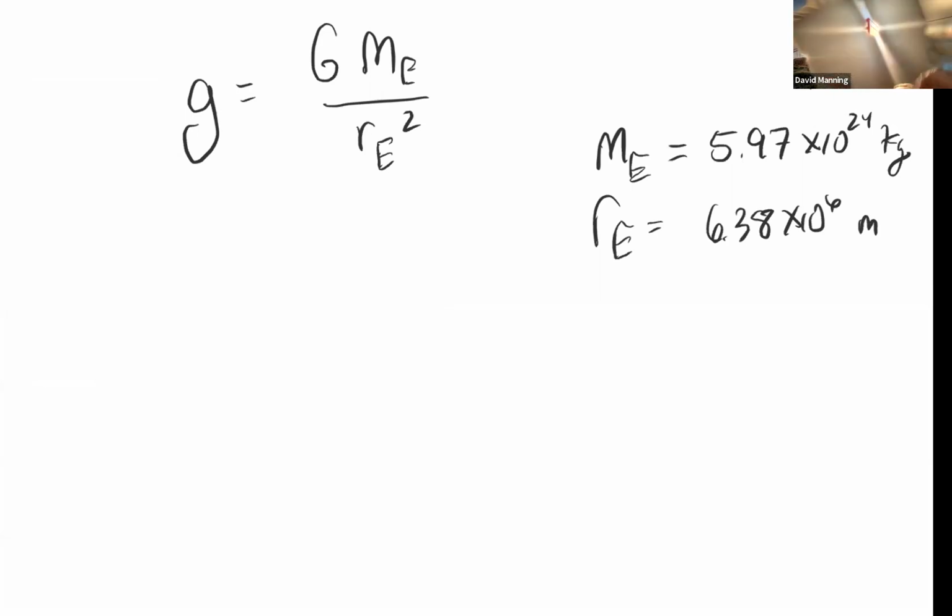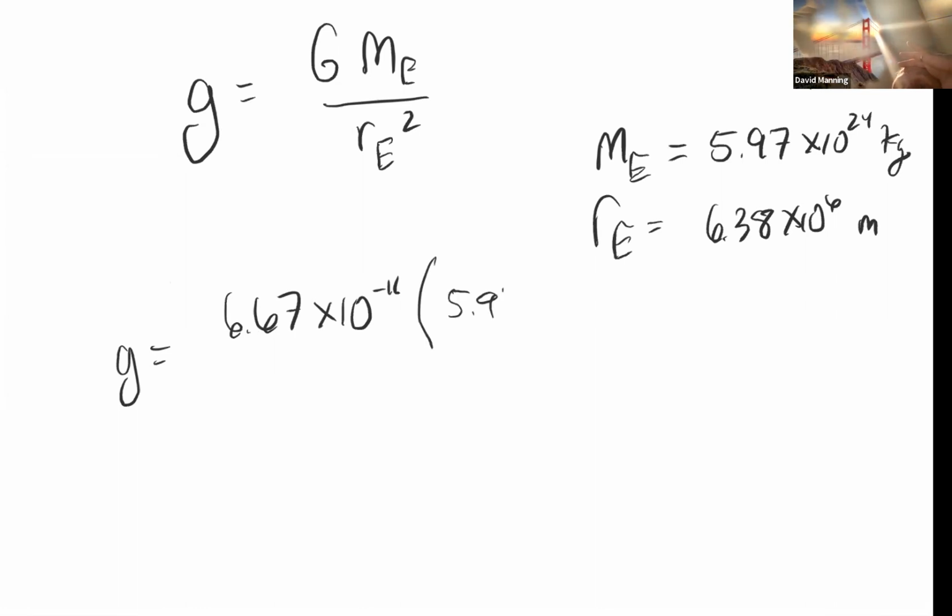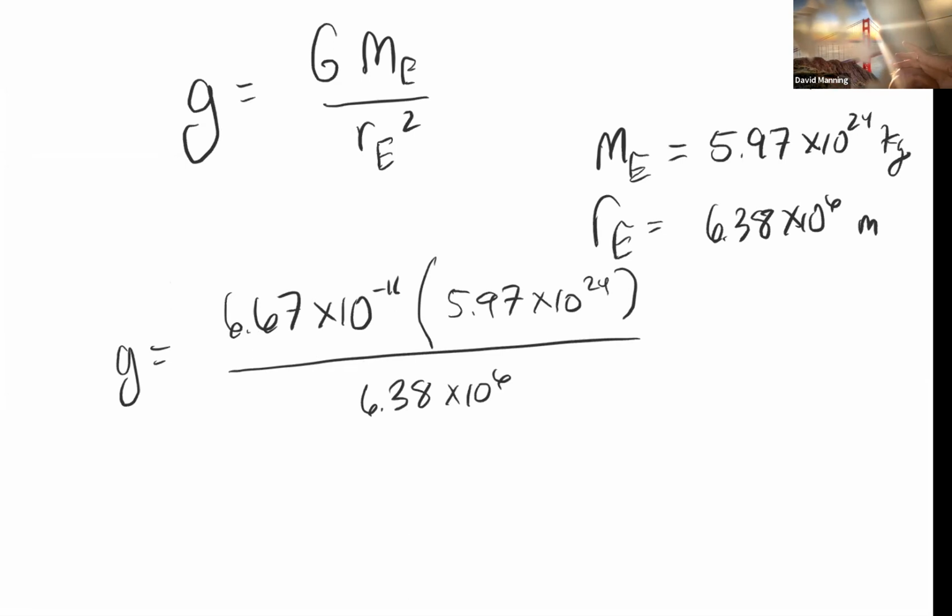So let's put it in here and see what we get for the acceleration due to gravity. Do we get the 9.8? So g equals 6.67 times 10 to the minus 11th. I'm going to leave the units out just for brevity. Times 5.97 times 10 to the 24th over 6.38 times 10 to the 6 squared. I'm going to move this down because I'm going to run out of room, I'm writing so big. So when we put this in our calculator, we better get pretty close to 9.8.